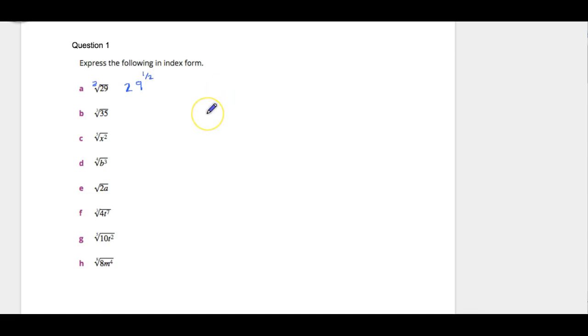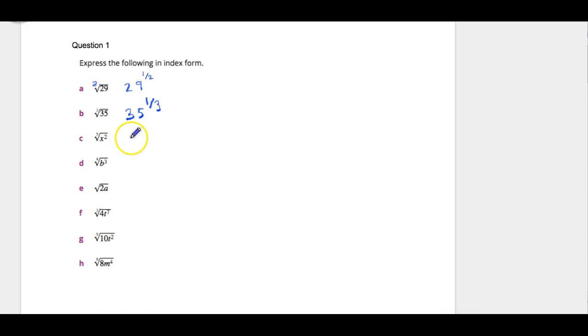Let's have a look at another one. So B. We don't worry about the number inside. We can just rewrite that. We don't have to work out what the cube root of 35 is. We just have to say it's 35 to the power of 1 over 3.